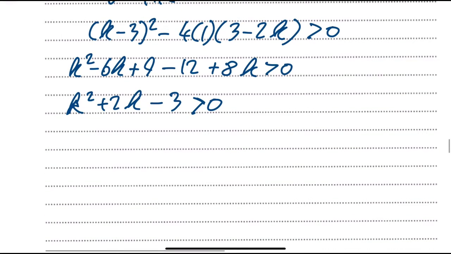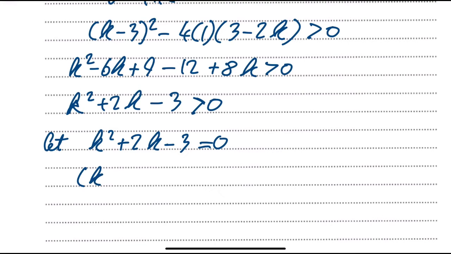And I would just say let k squared plus 2k minus 3 equal to 0. We want to see where this crosses the axes, where it has roots, basically. So that would factorize to be (k plus 3)(k minus 1) is equal to 0, which means then k is equal to minus 3 or k is equal to plus 1.